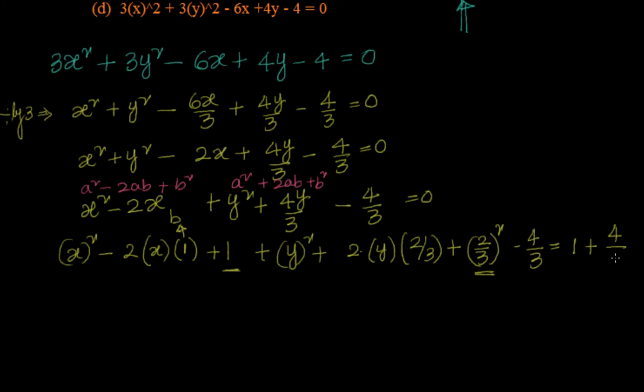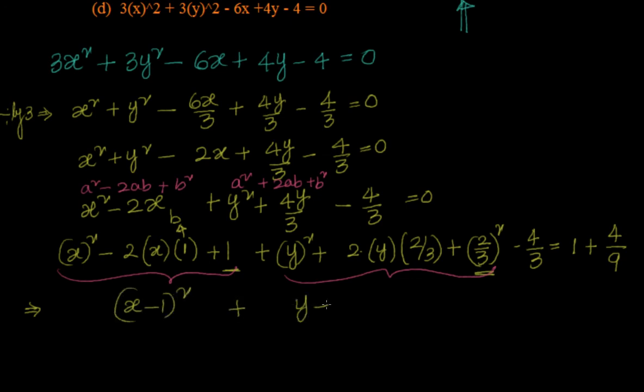So it will be 1 plus 4 by 9. So this equation, now you can see that you can write it as x minus 1 whole square and you can write this part as y plus 2 by 3 whole square. So we will have the next step as x minus 1 whole square plus y plus 2 by 3 whole square equal to 1 plus 4 by 9 plus 4 by 3.